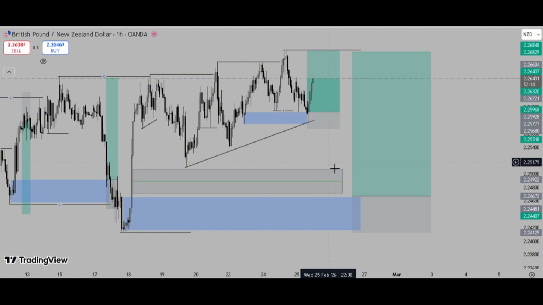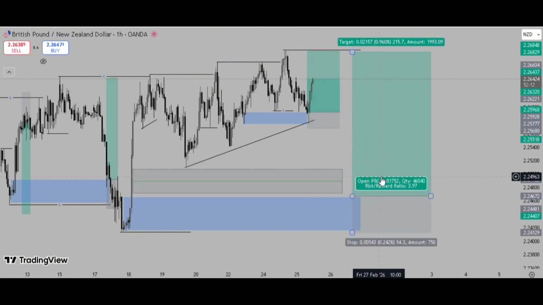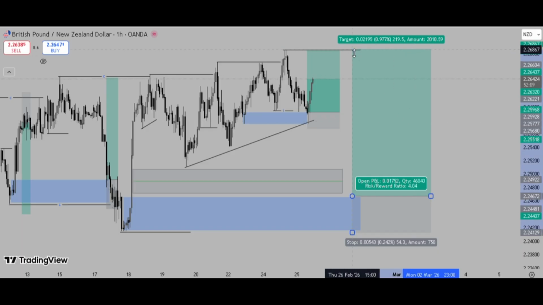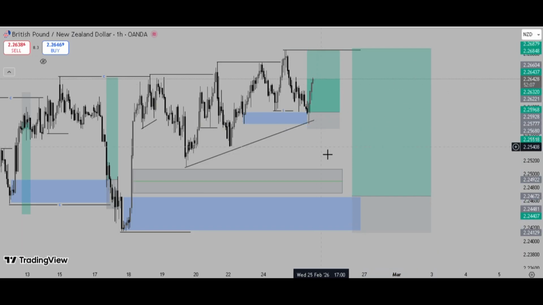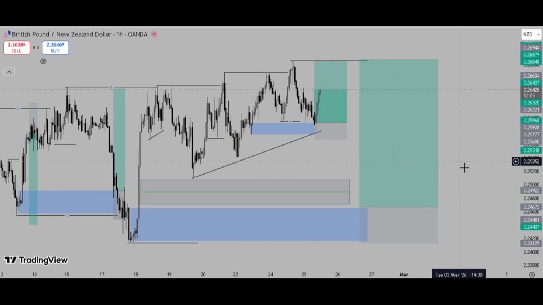So this is all you need. If this fails, come and take your almost 1 to 4 here. This 1 to 4. And if this plays out, this 1 to 3, you have a good trade.